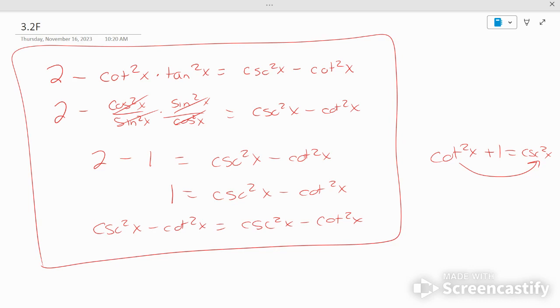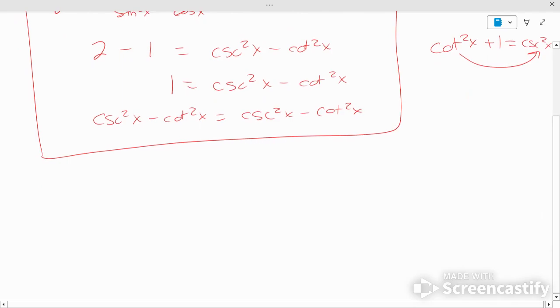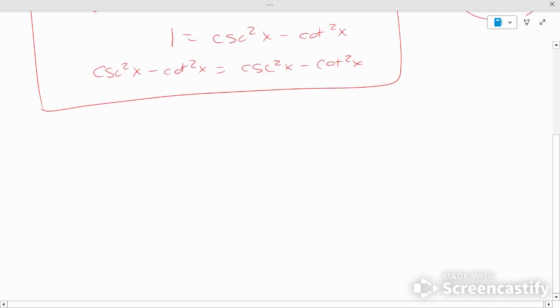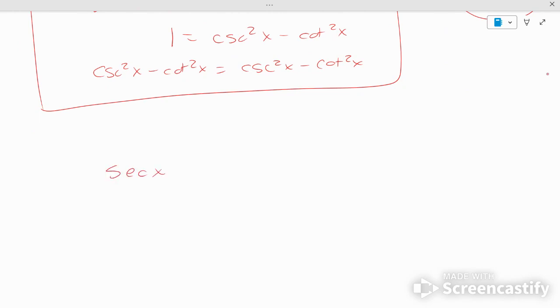All right, let's do another one. This one isn't so bad. Let's say we have secant of x times cosecant of x equals tangent of x plus cotangent of x.